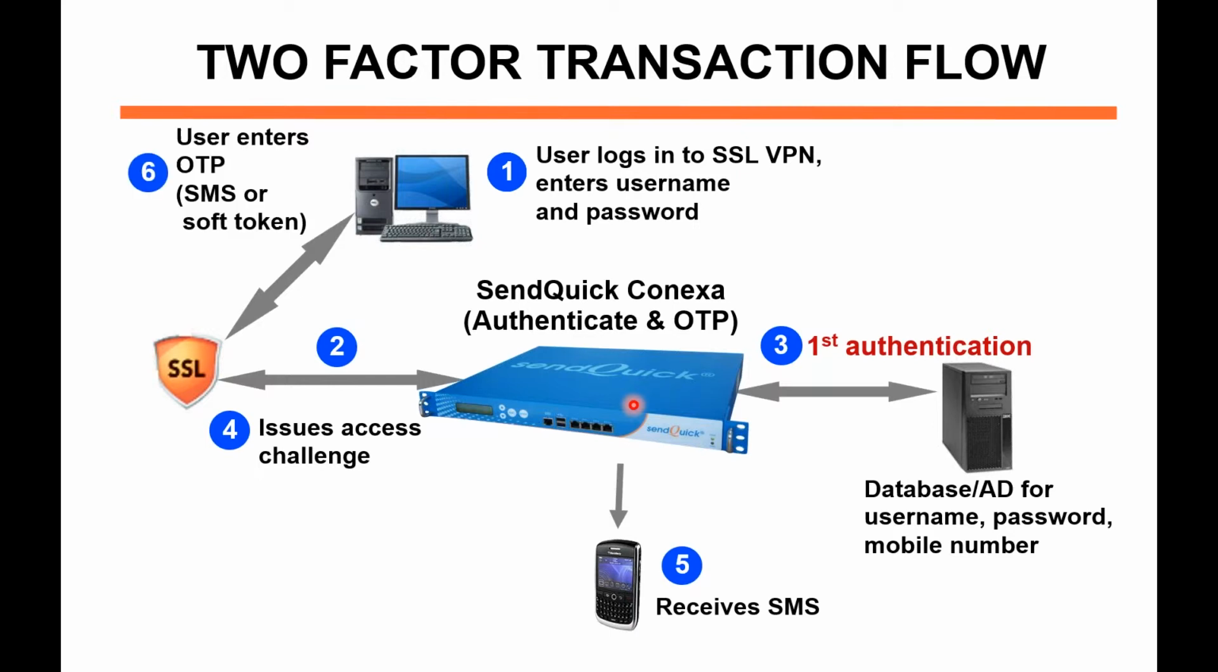The user can also use a soft token. You can enter the OTP through SMS or soft token into the VPN, and once it's entered, the OTP is verified with Connexa for second authentication. Once verified, access is granted to the SSL VPN, and the user can access the secure portal to all the applications within the VPN network.